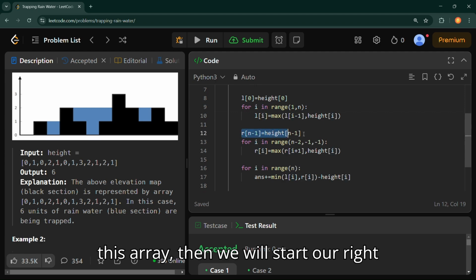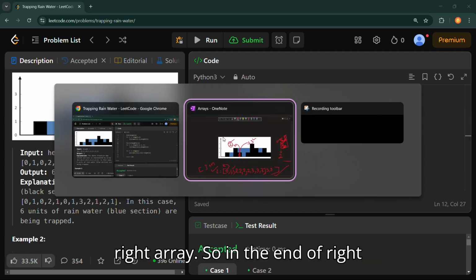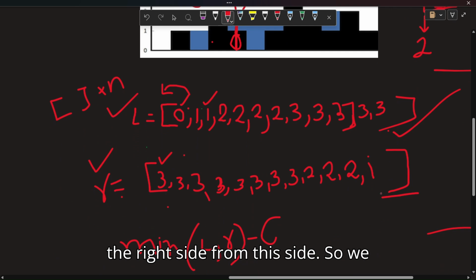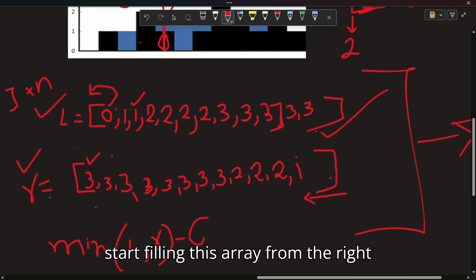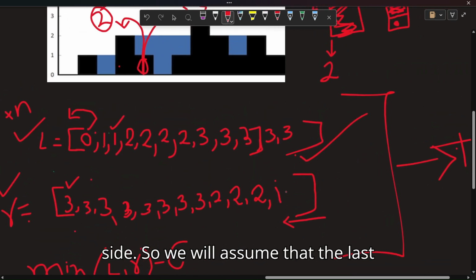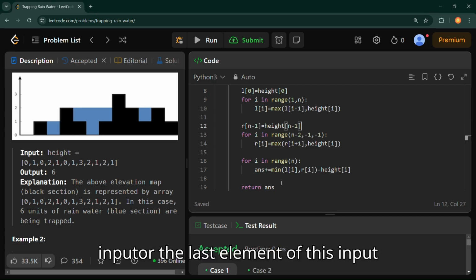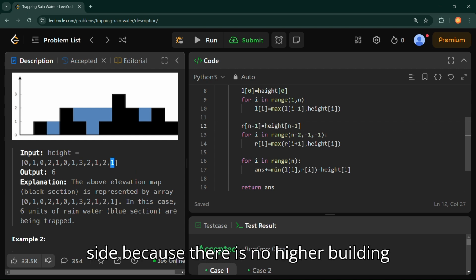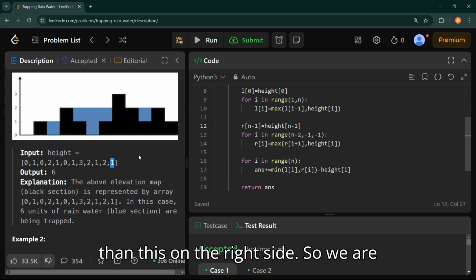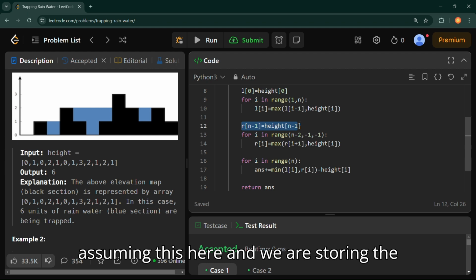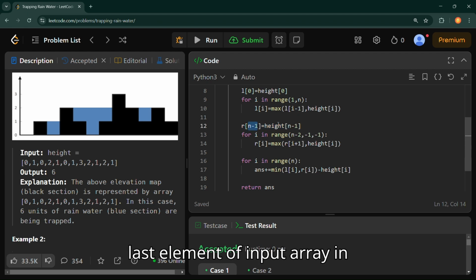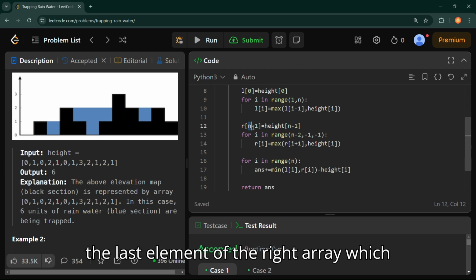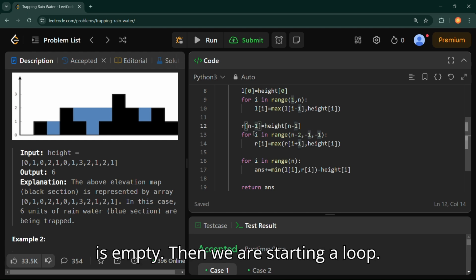Then we will start our right array. We are starting the right array from the right side, from this side. So we start filling this array from the right side. We will assume that the last element of this input array is the highest building on the right side, because there is no higher building than this on the right side. So we are assuming this here and we are storing the last element of the input array in the last element of the right array, which is empty.